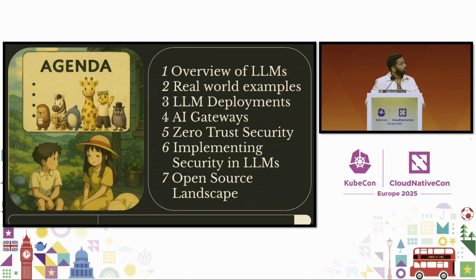So what are we going to cover today? We are going to cover an overview of what LLMs are, and how the deployment of LLMs works, as well as what AI gateways are and how they can help. We will also talk about implementing security in LLMs. Then we will show you the open source landscape which I built for zero trust security. So let's go forward, and at the end I will show you a little demo of something I built for Kubernetes, which I guess CNCF and all of the heads are also promoting. So let's see what it is.